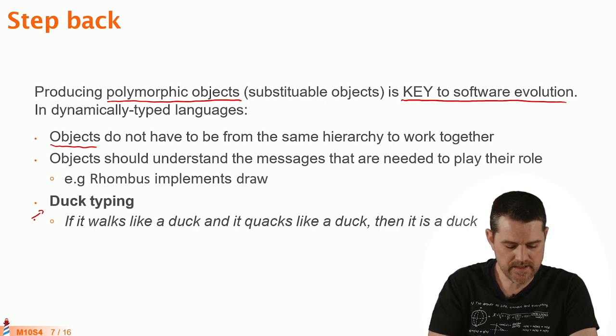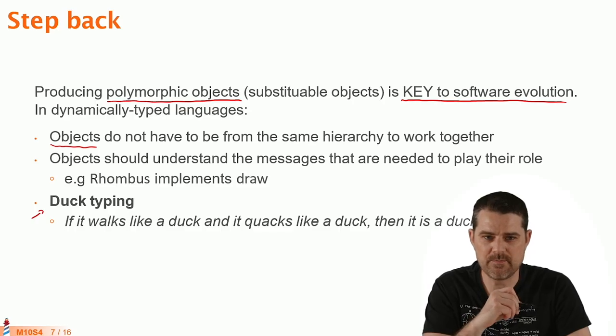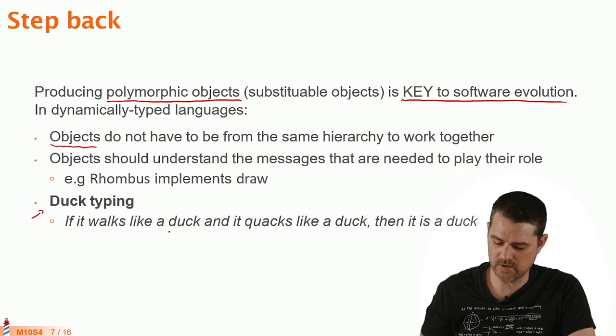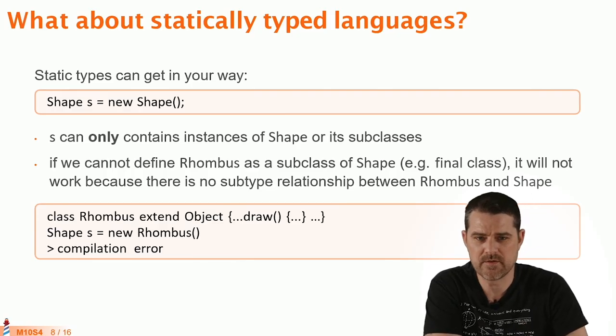Okay, in dynamically typed languages, this is usually named duck typing. It means that if an object walks like a duck and quacks like a duck, then it's a duck. It works perfectly like that. And now what about statically typed languages?